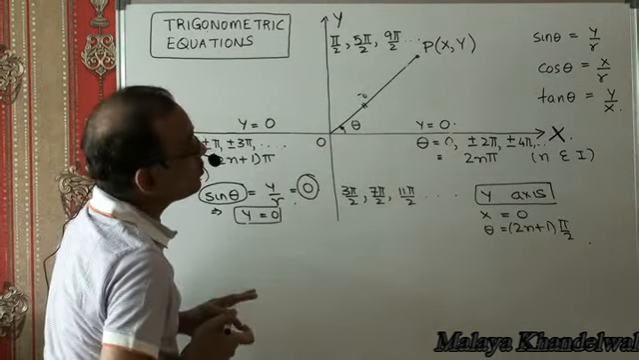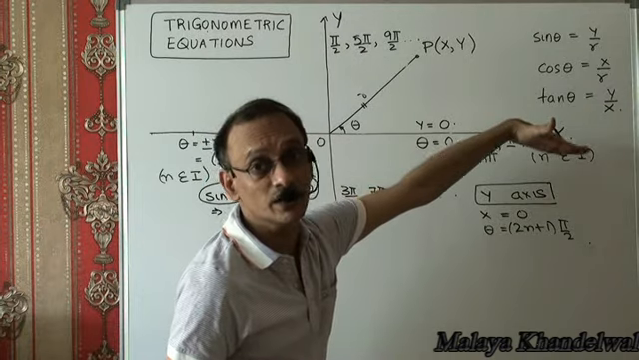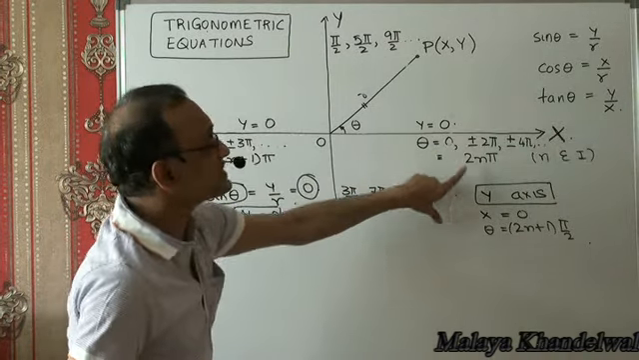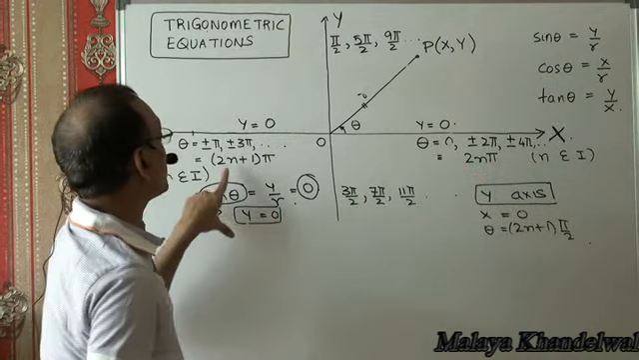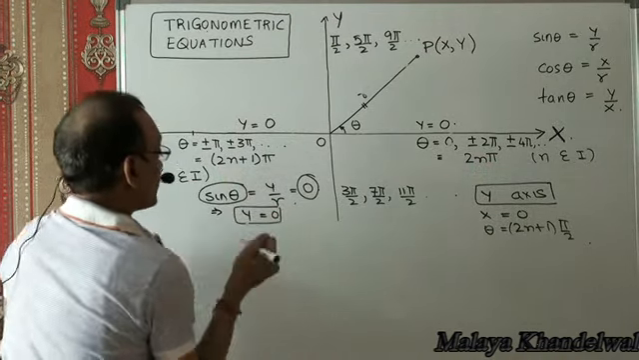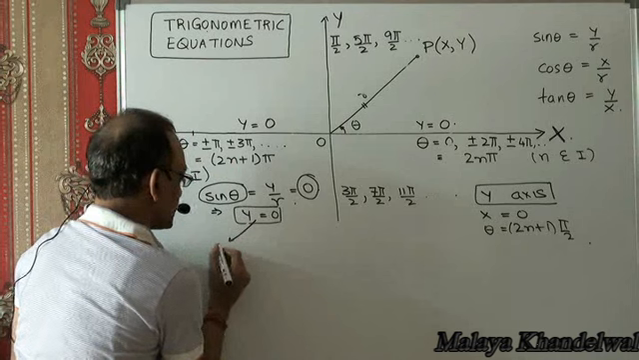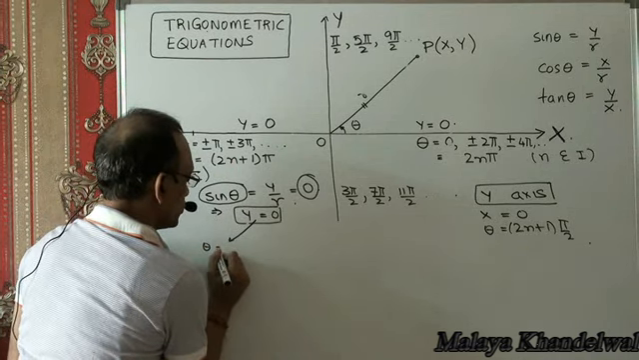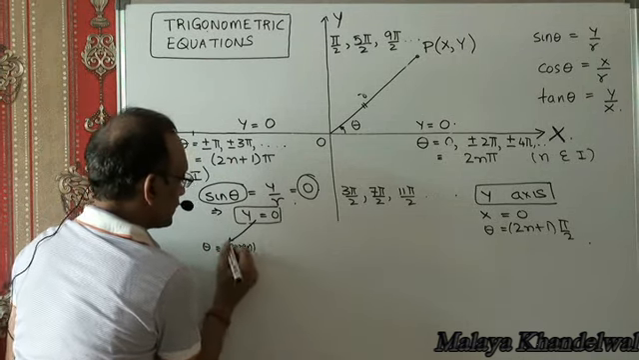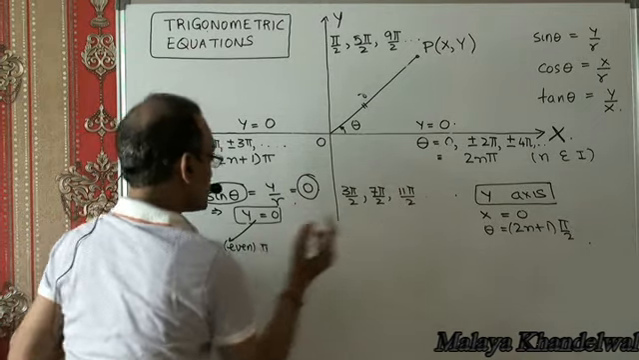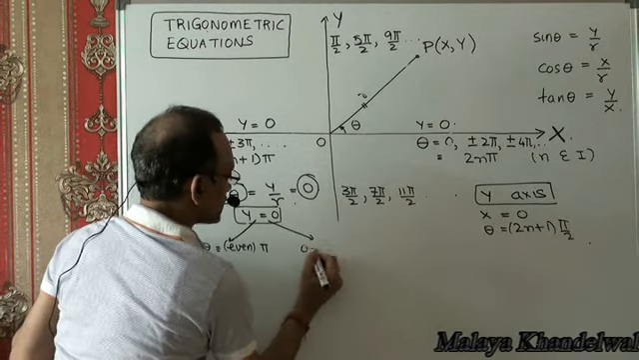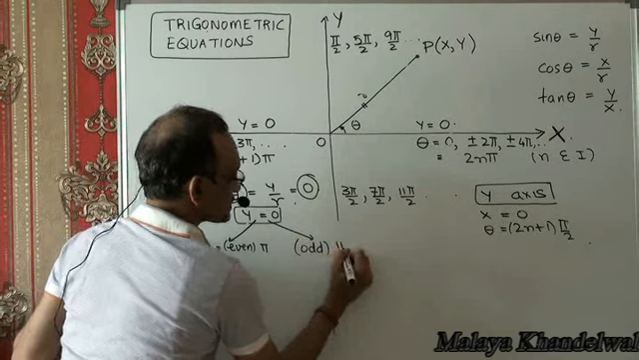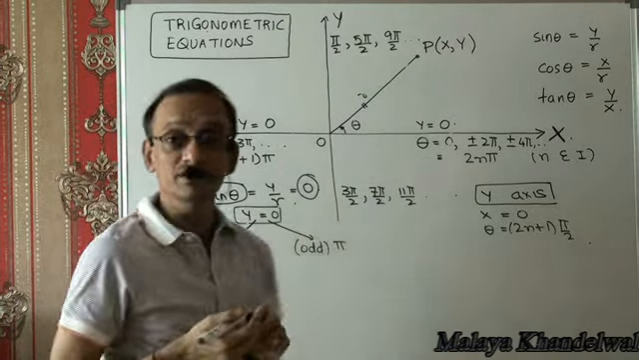Now when is y 0? When the rotating line coincides with the x-axis. That means theta is either an even multiple of pi or theta is an odd multiple of pi. That means y equal to 0. That means sine theta equal to 0 would be theta equal to an even multiple of pi, which is this case, or an odd multiple of pi, which is this case.